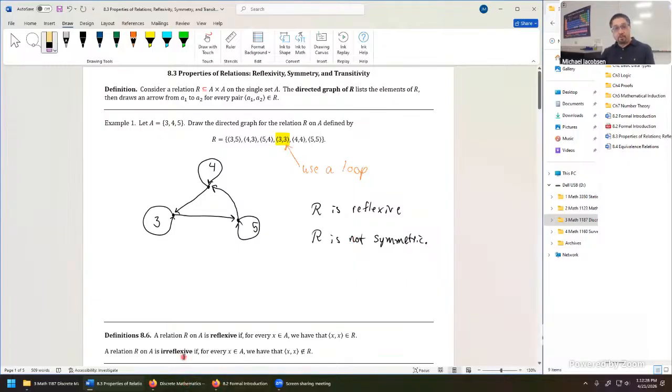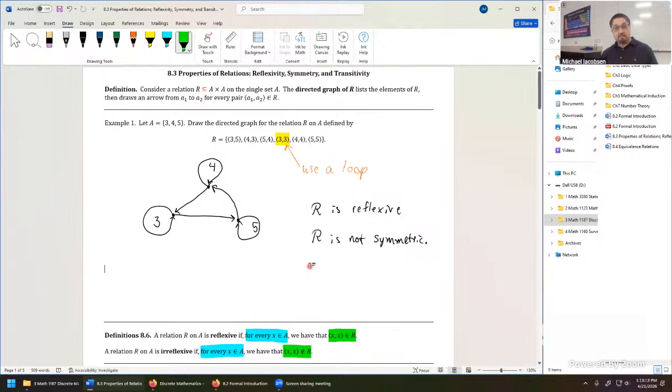Some relationships can be irreflexive. The only difference in the definition is we say a relationship is reflexive if for every element in the set A, we have that X is related to itself. Irreflexive is going to say for every X in the set A, we have X is not related to itself. And these are tricky definitions because this sounds like a dichotomy, but it is not. There is now a trichotomy. There are 3 possibilities. A relation can be reflexive, irreflexive, or none of the above. It could be potentially neither one of these at the same exact time.